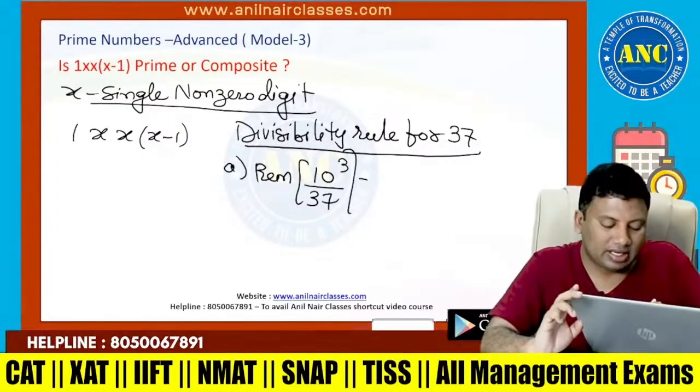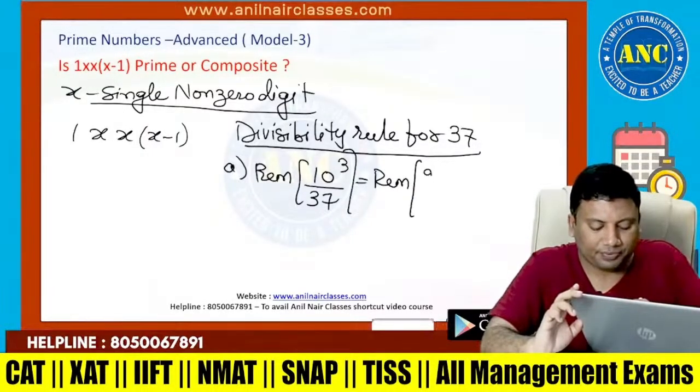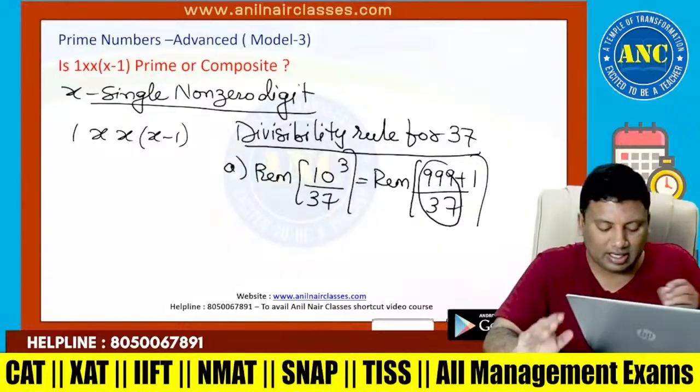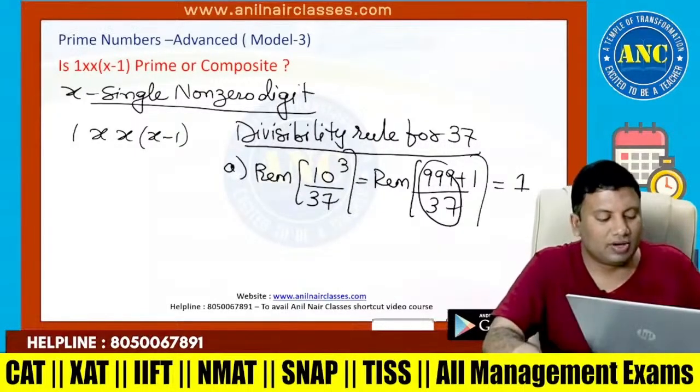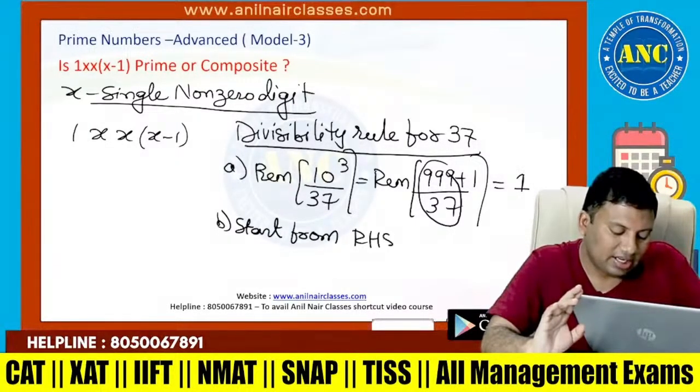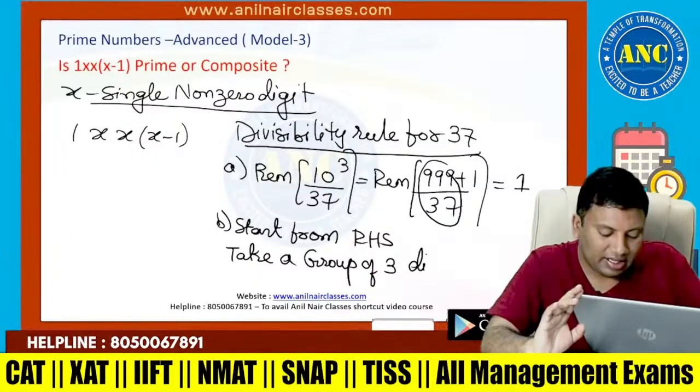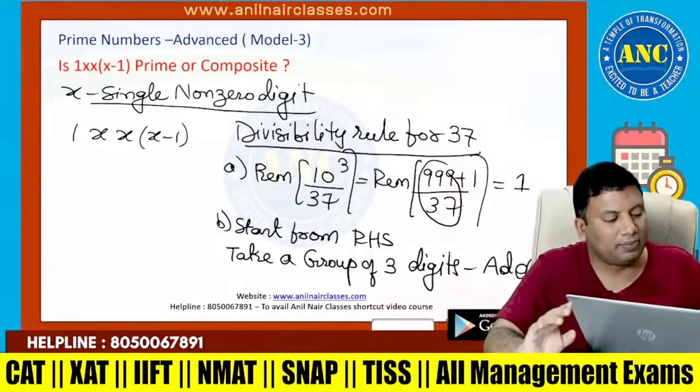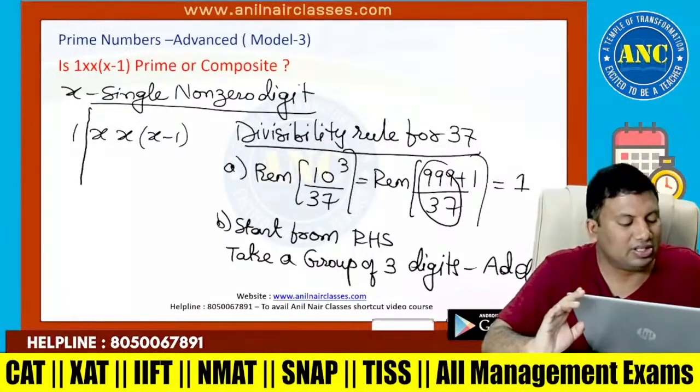1000 divided by 37 is nothing but 999 plus 1 divided by 37. 999 is perfectly divisible by 37, so the remainder is 1. So what is the concept? Start from the right hand side. Take a group of 3 digits. Add them. This is the first key point. So take a group of 3 digits and add them.